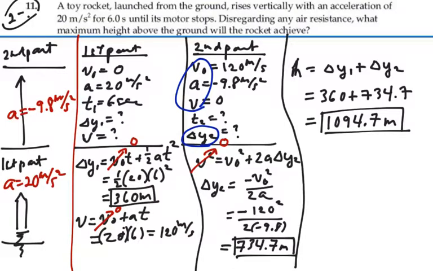So the way to do these kinds of problems is to break them up into separate kinematic problems. In this case, we had to use the final velocity of the first part to be our initial velocity of the second part. That was our connecting information. But once we did that, the rest of it was just kinematic equations for each zone of constant acceleration.